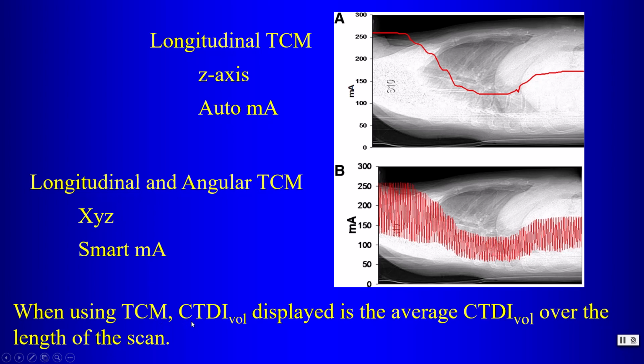So when we're using this tube current modulation, your CTDIvol displayed is the average CTDIvol over the length of the scan.